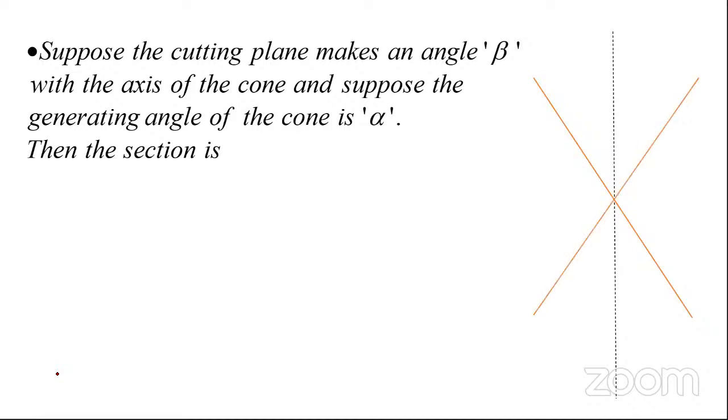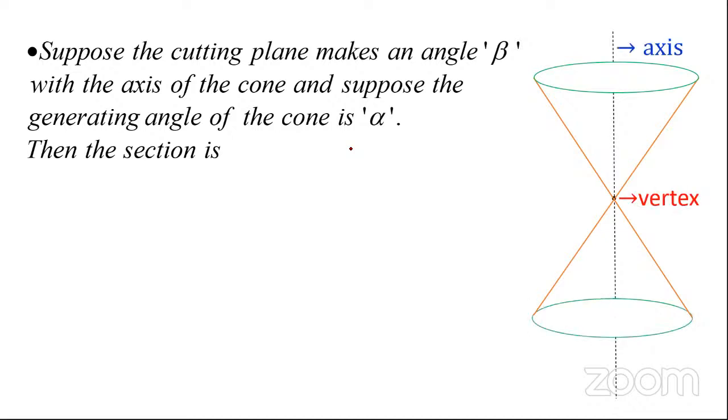Observe this. These two lines are generators, and the dotted line is the axis. The angle they make is the generating angle alpha. So let me draw a double napped cone like this. This is the axis, this is the vertex. The section is here, cutting a plane through only a single cone.